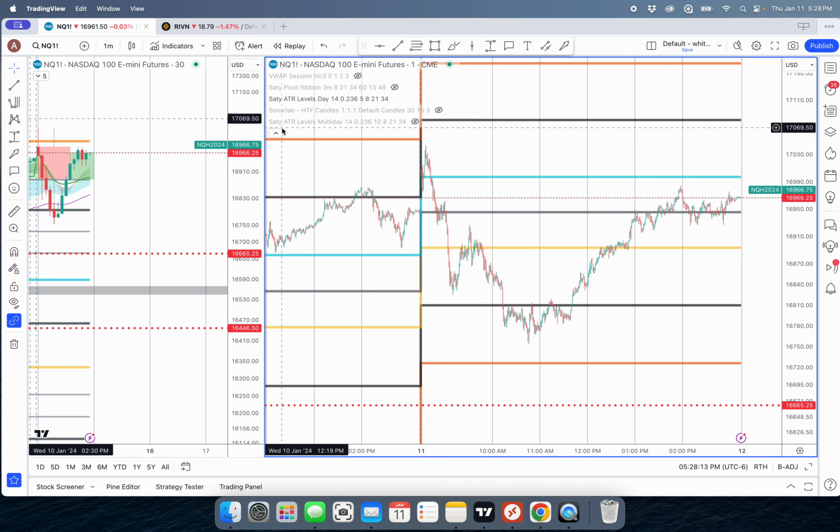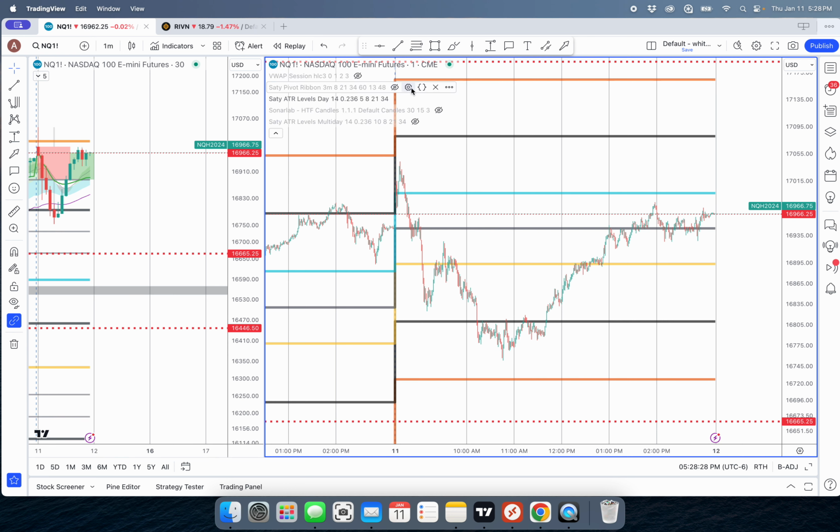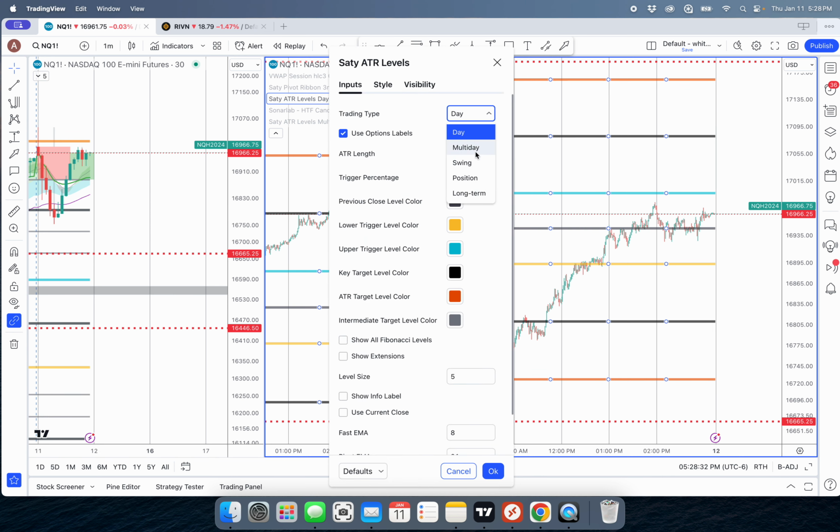So let's go through what the levels actually mean. Doesn't matter whether you do multi-weekly, daily, it depends on what you're doing. If you're a day trader, you're using daily and multi. If you're a swing trader, you're using a position, which is like for monthly or quarterly, which would be your swing or position settings.